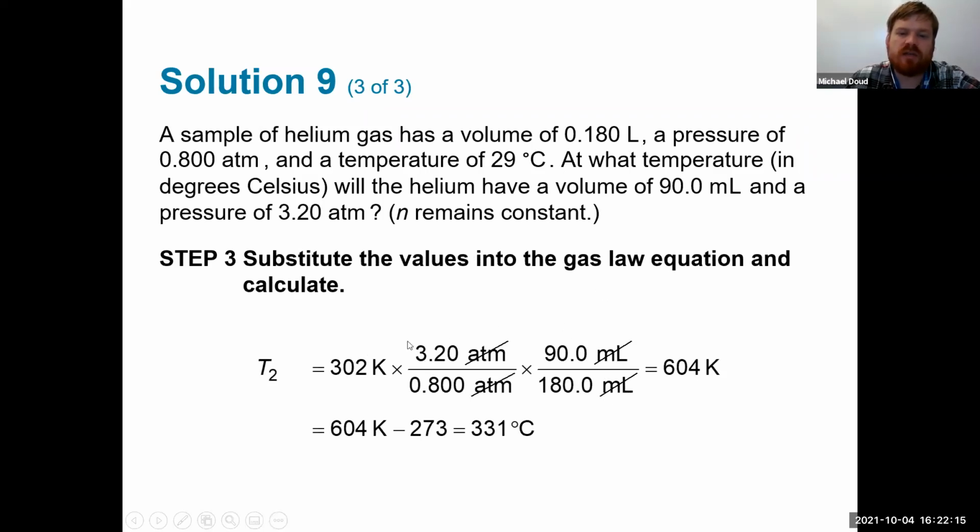So we can now simply plug those volumes in along with the pressures and the temperatures. So it's 302 Kelvin times 3.20 atmospheres divided by 0.800 atmospheres times 90.0 milliliters divided by 180 milliliters. That gives us our 604 Kelvin as our answer, which converts to 331 Celsius.